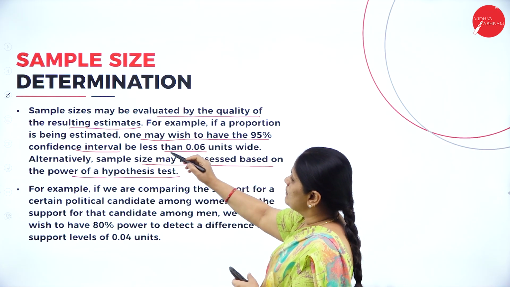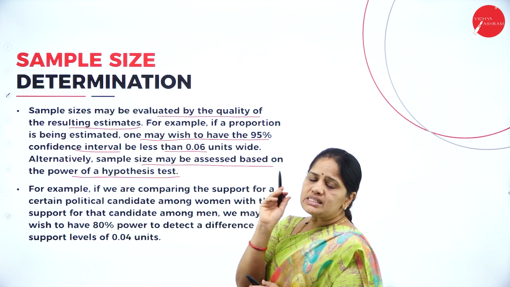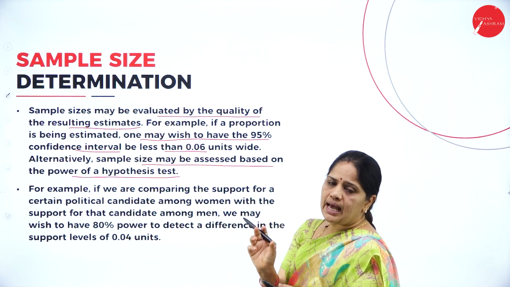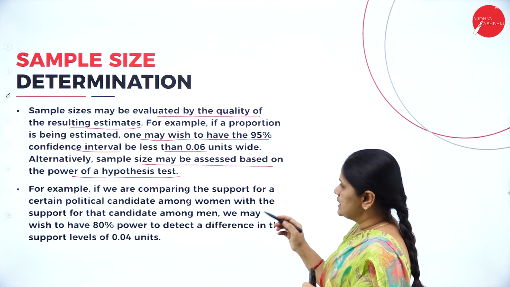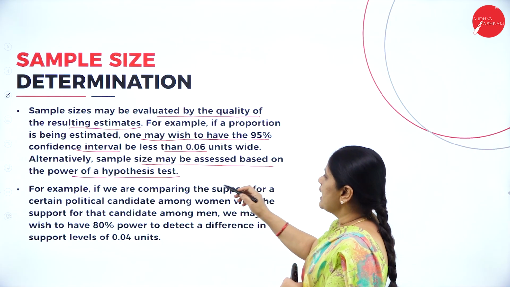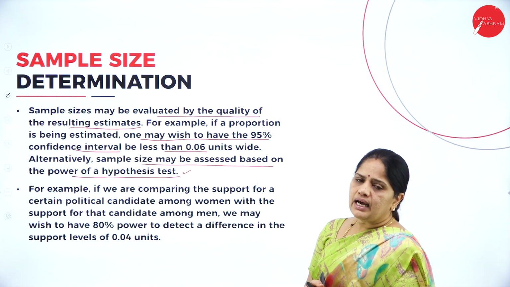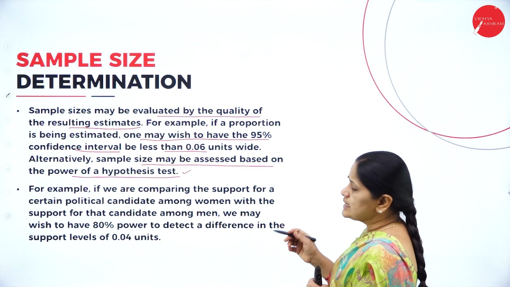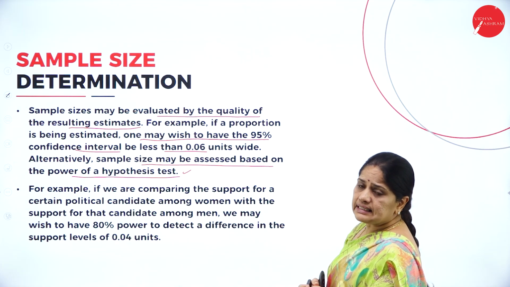If a proportion is being estimated, one may wish to have a 95% confidence interval. This confidence interval becomes very important in determining the sample size. If one wishes to have a 95% confidence interval be less than 0.06 units wide, then the sample may be assessed based on the power of the hypothesis test. If you don't have this confidence interval of less than 0.06, then you can always go in for the hypothesis test in the research.